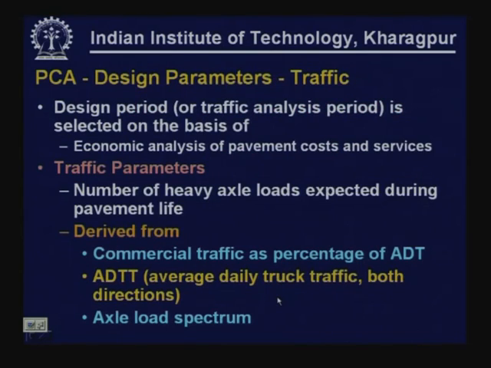Other design parameters relating to traffic are, we have to select a design period or the traffic analysis period. This has to be selected on the basis of economic analysis of pavement costs and services. Other traffic parameters are selecting the number of heavy axle loads expected during the pavement life. These are to be derived from commercial traffic as percentage of average daily traffic, average daily truck traffic in both directions, and also we have to have information regarding axle load spectrum.